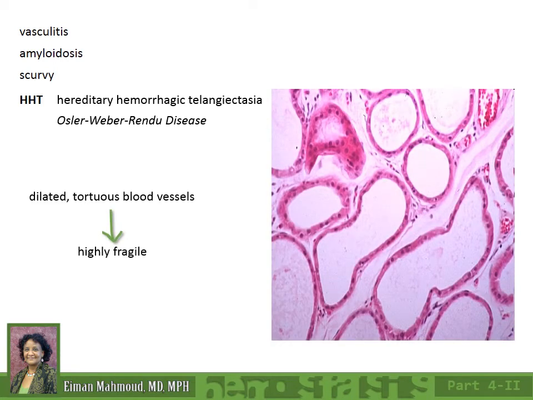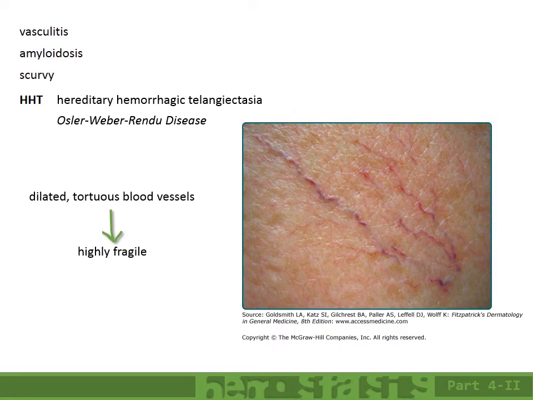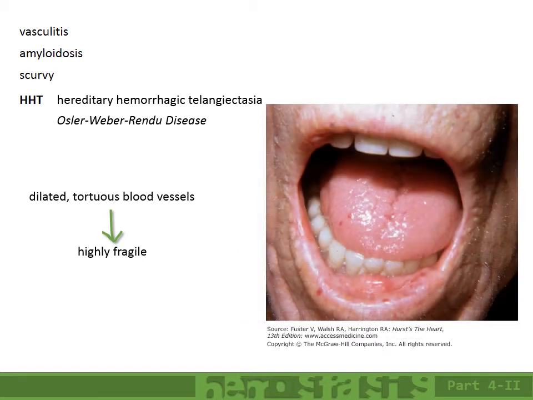And we find this in hereditary conditions known as HHT. These dilated, tortuous blood vessels are very, very thin and highly fragile. And they can rupture, leading to petechiae, epistaxis, and other signs of mucocutaneous bleeding, which are the characteristic hallmarks of hereditary hemorrhagic telangiectasias. They may have very superficial telangiectasias of the skin, like this that you could note, or in the oropharynx, the conjunctiva of the eyes. These are common places to see these telangiectasias.